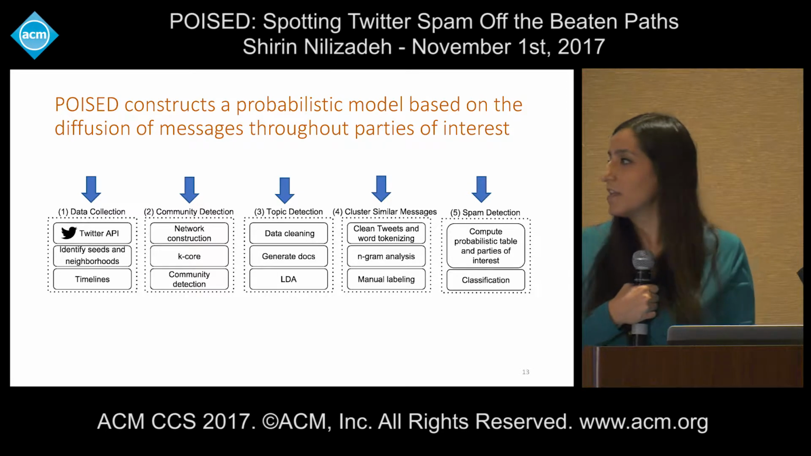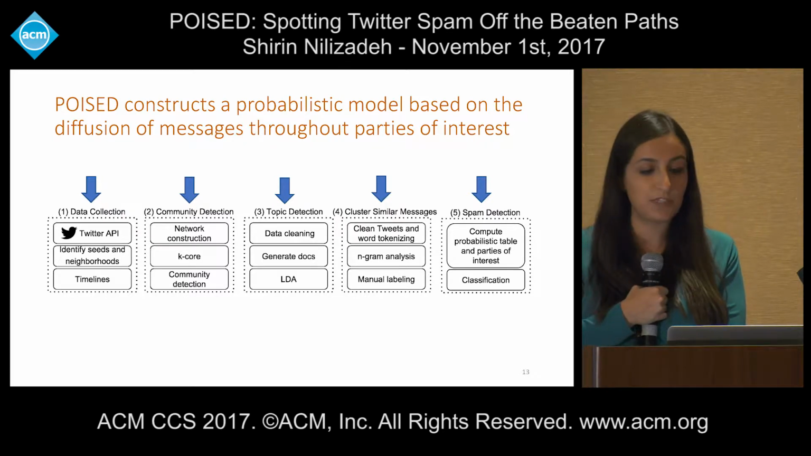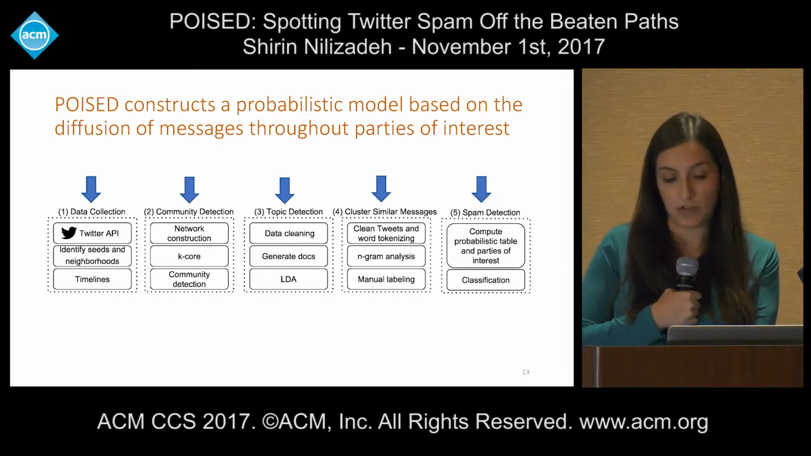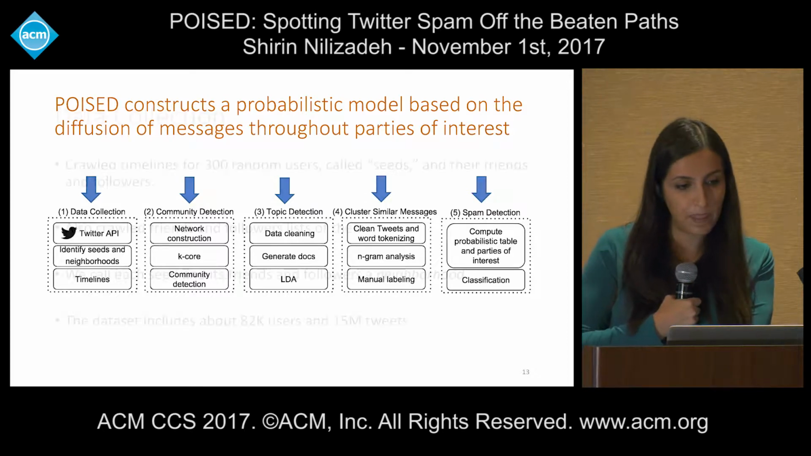And as you can see, in each step, there are several steps. And there are some details on the methods we are using and the parameters we are using that I'm not going to talk about for the sake of time. But you can read the paper.